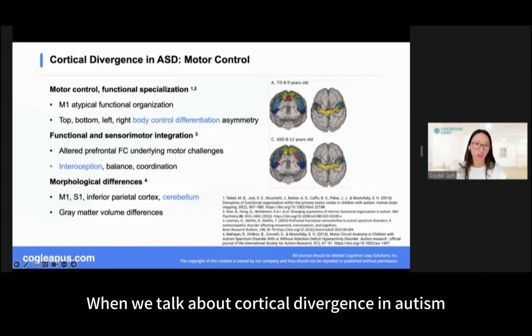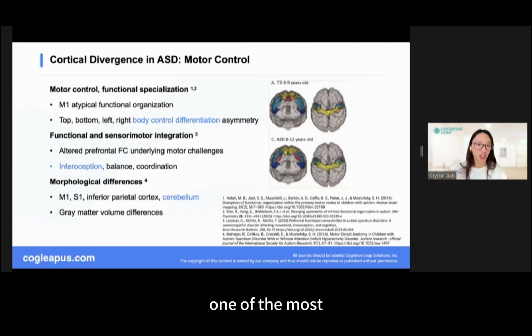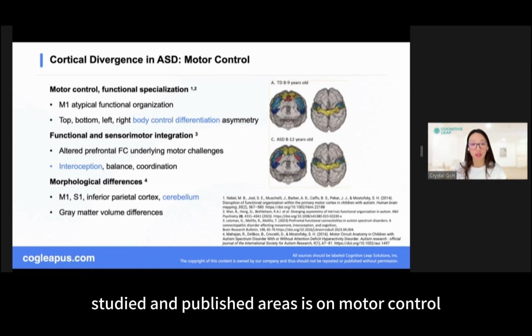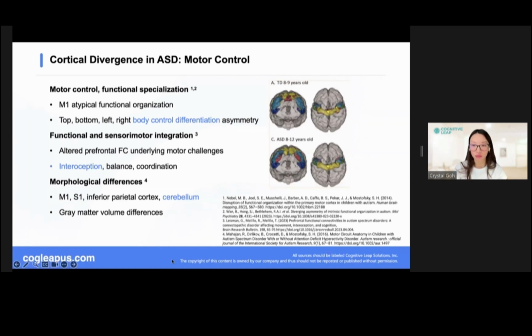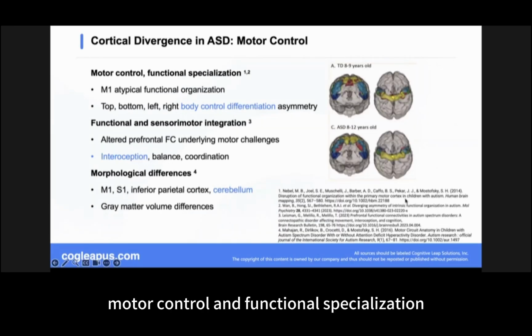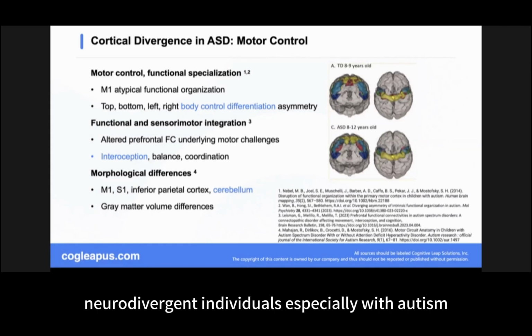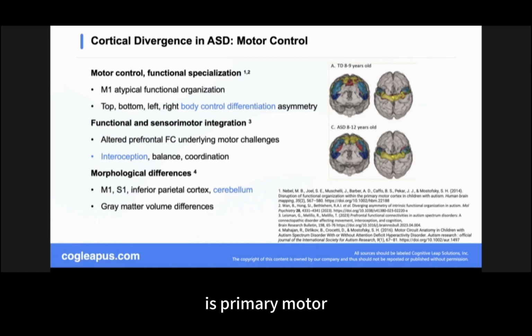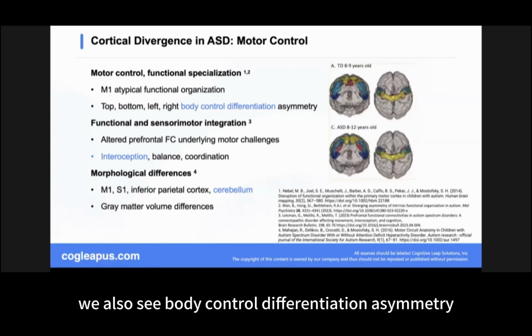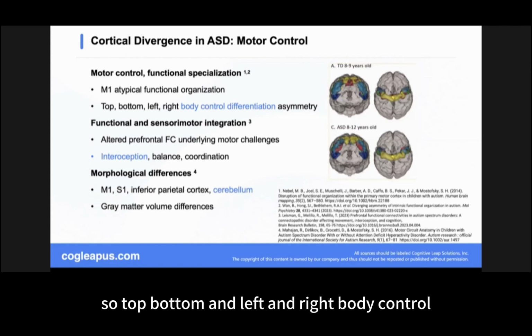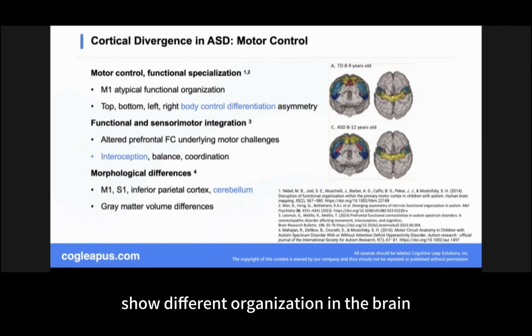When we talk about cortical divergence in autism, one of the most studied and published areas is on motor control. So when we talk about motor control and functional specialization, what we see in neurodivergent individuals, especially with autism, is primary motor cortex atypical functional organization. We also see body control, differentiation, asymmetry. So top, bottom, and left and right body control show different organization in the brain compared to typical development.